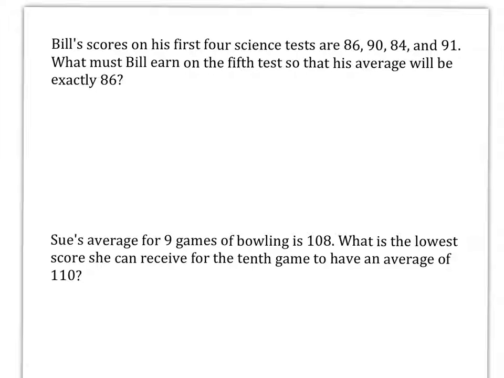Well, let's look at what he has done so far. He's got 4 tests, 86, 90, 84, 91. He needs to take a 5th test, and he wants exactly an average of 86. What does he have to get? So let's figure out what he's gotten so far on his tests.